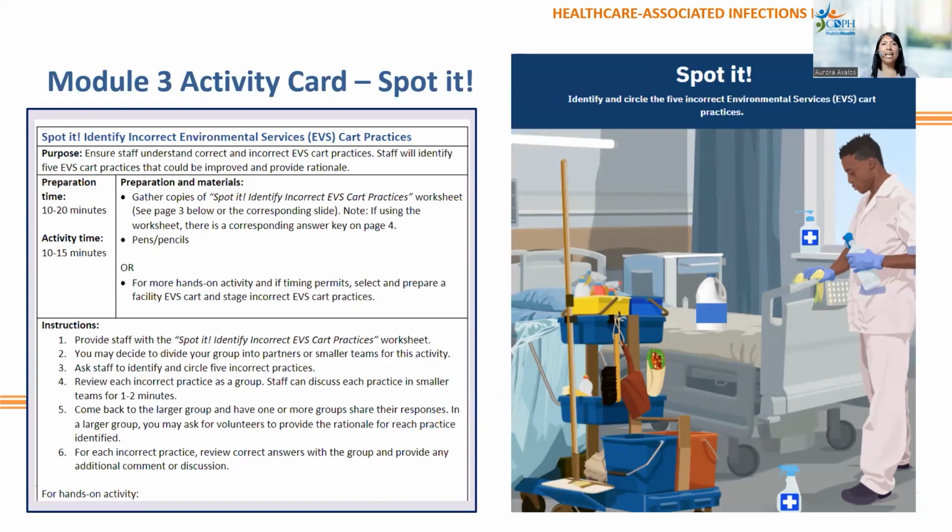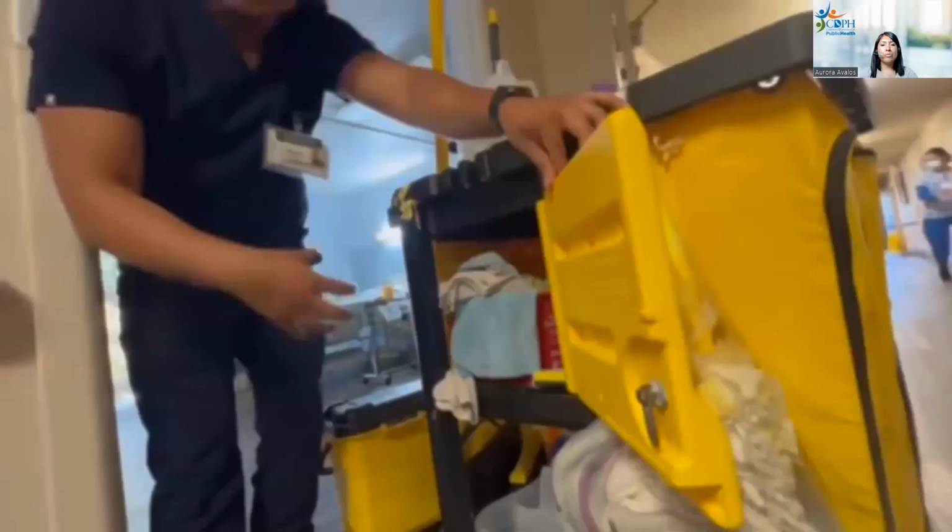So just by looking at the Spotted activity card, can you identify the incorrect EVS cart practices? Okay, I see a cleaning bottle on the bed, food, open chemicals, bleach on the bed, cleaning bottle on the floor. Correct. Thank you for participating. Let's now see a brief video.